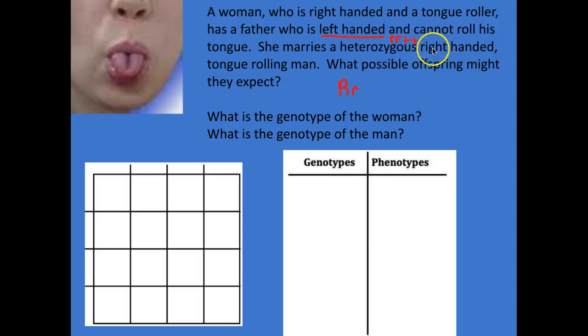She could roll her tongue, but she had to get one of these alleles from her father. So she can roll her tongue, so we know she's big T from her mother, but she had to get one of these from her father, and they had to be small, or recessive traits or genes, because he was homozygous recessive. She marries a heterozygous right-handed man. So heterozygous, big R, little r, and a tongue-rolling man. Okay, so heterozygous, right-handed, and tongue-rolling.